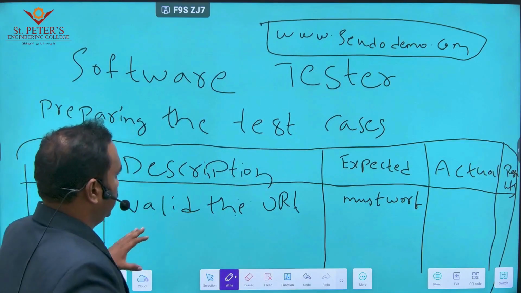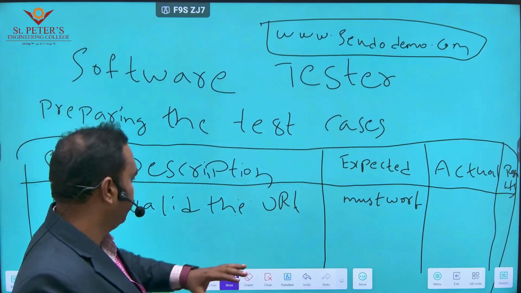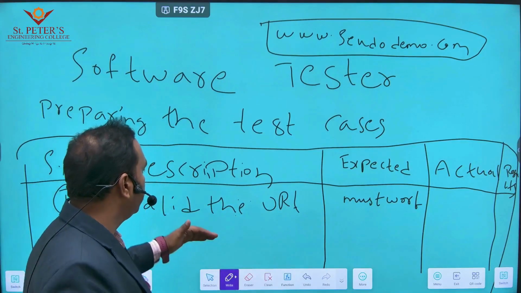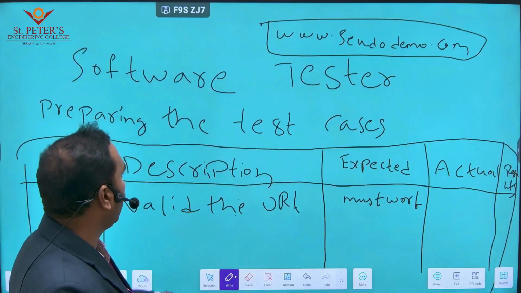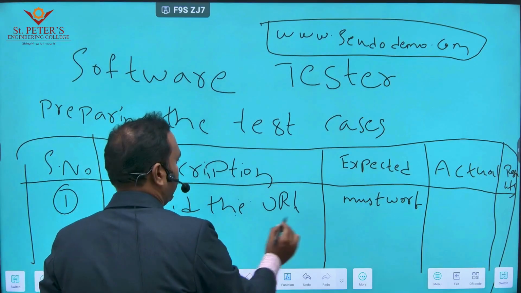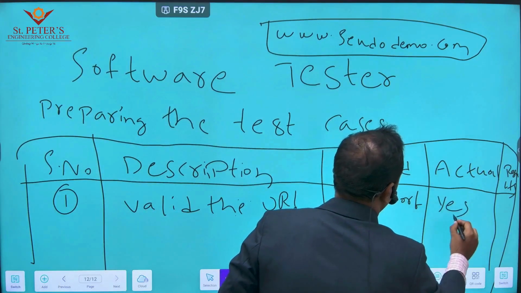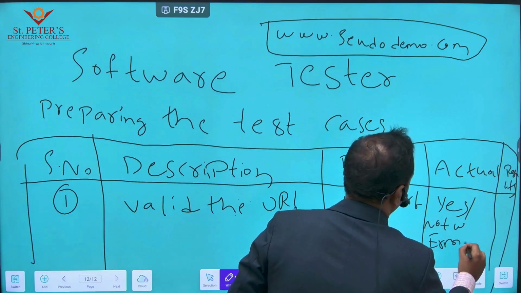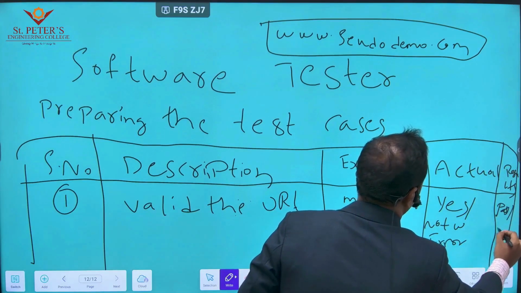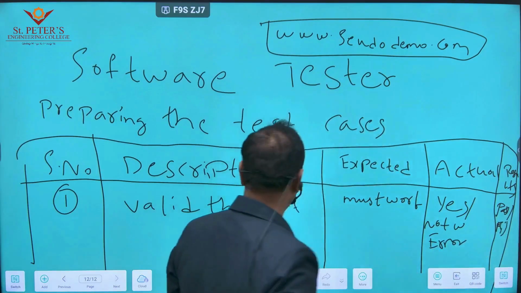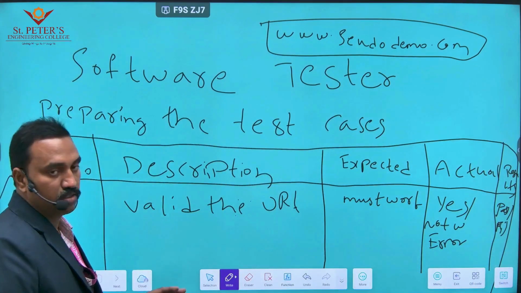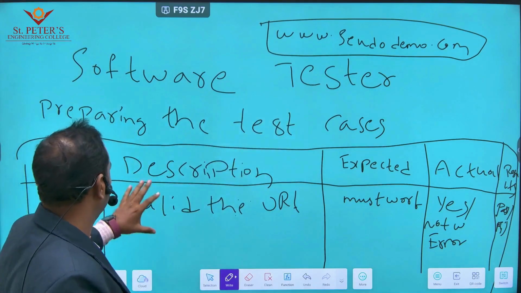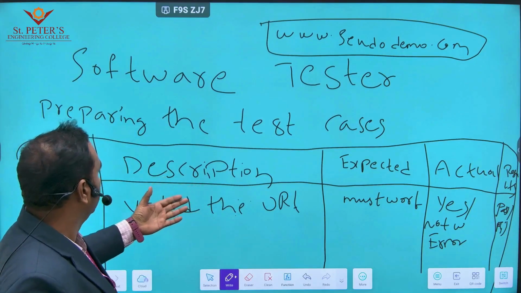So this is a test case. Once you receive the build from the developer, you open your test case and begin to validate here, whether it is working fine or not. If it is working, yes, or if it is not working, you can write not working, or you are getting some error. Pass means pass, fail means fail. Like that, there are different types of test cases for testing this application.